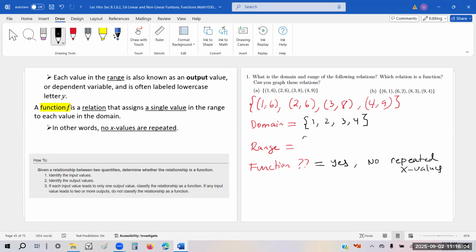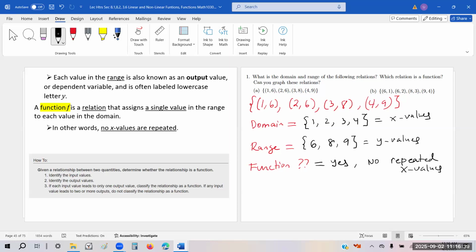Now for the range, we have 6 twice, but you don't have to write it twice because it's the same thing. You can write only 6 once, 8, and 9. So domain is the X values. Range is the Y values. We don't care about repeated Y values. As long as X value doesn't repeat, then it's a function. Clear?